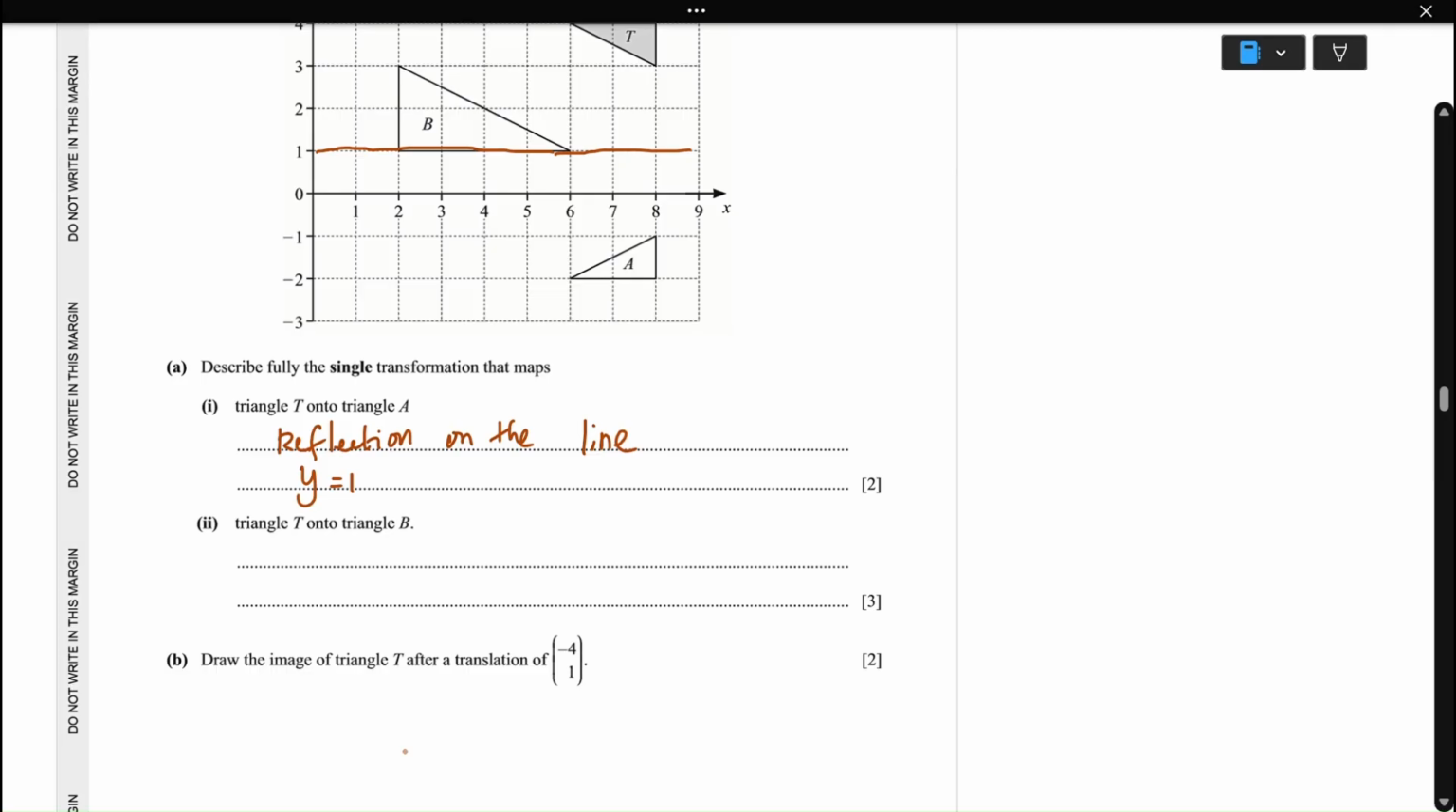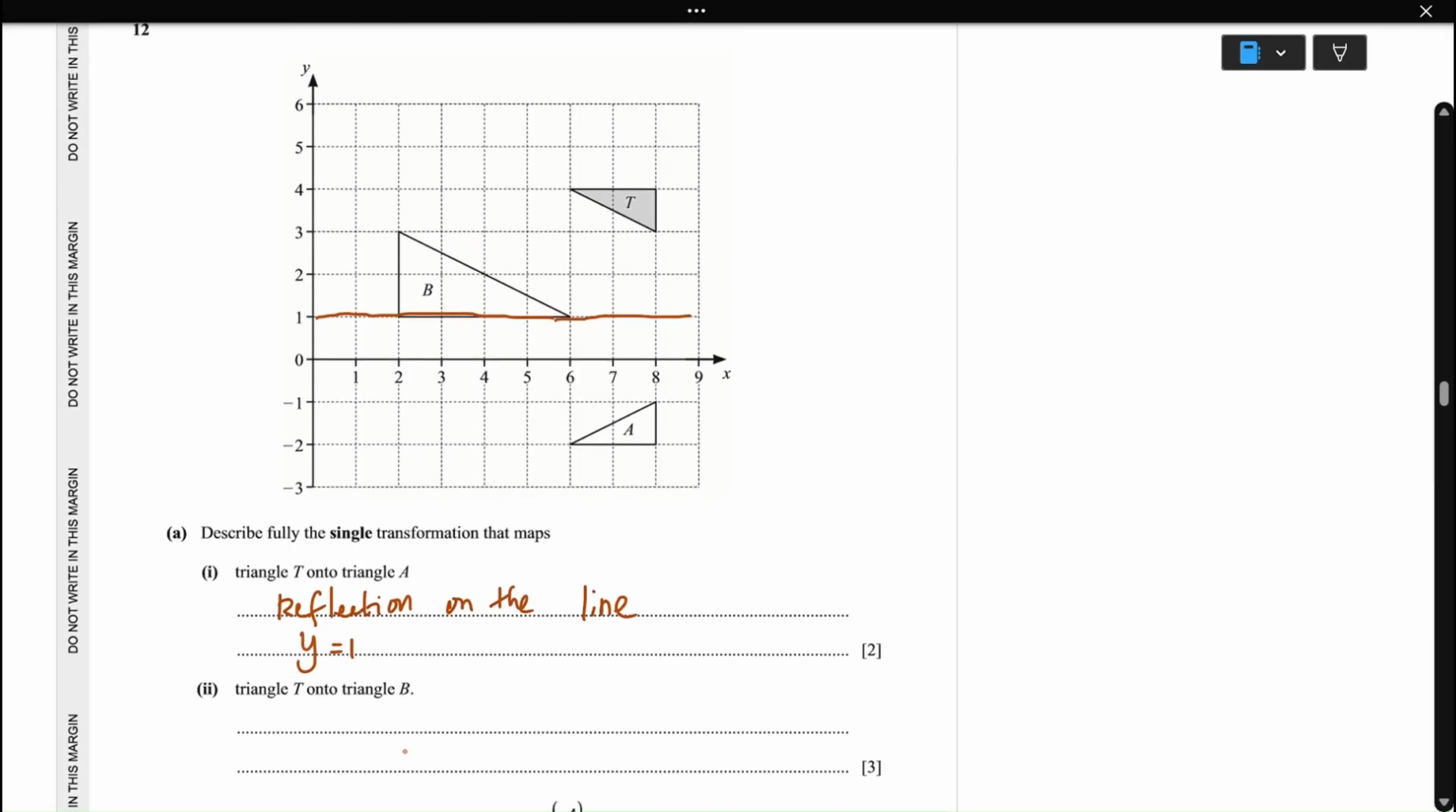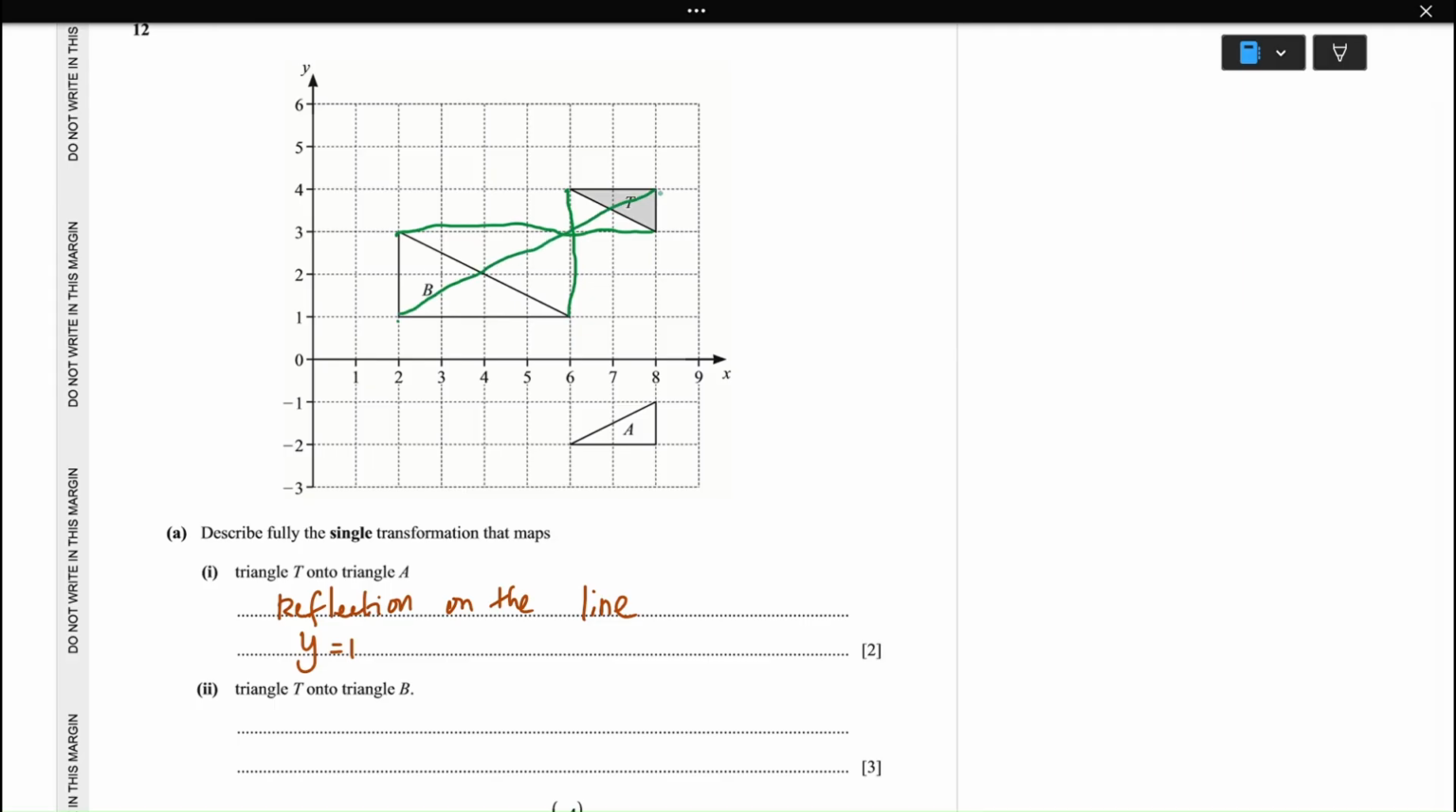Next, triangle T onto triangle B. Triangle T onto triangle B, it's going to be an enlargement. So I'll erase this. Okay, it's going to be the enlargement. First, we need to find the center. So I need to connect all the corresponding corners. So I'm going to connect here. These two are corresponding. Then I need to connect these two that are corresponding. Then these two that are corresponding. Okay, so all are meeting at this point, and this point is going to be the center, which is 6 comma 3. 6 comma 3 is the center.